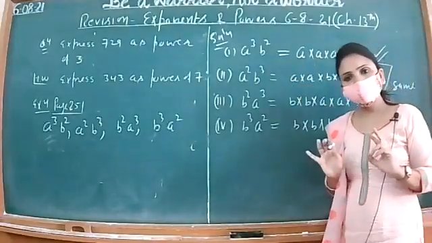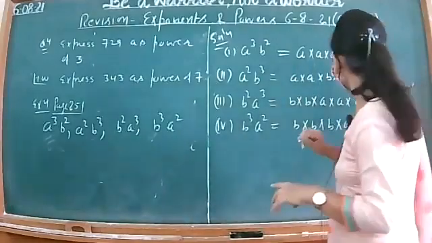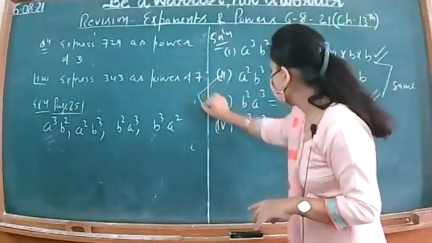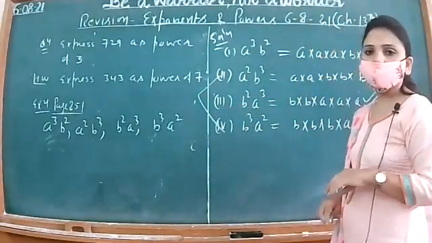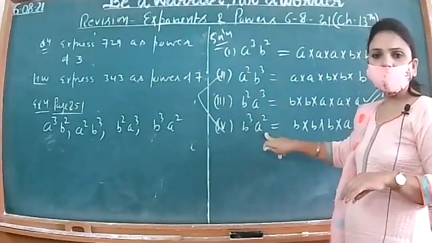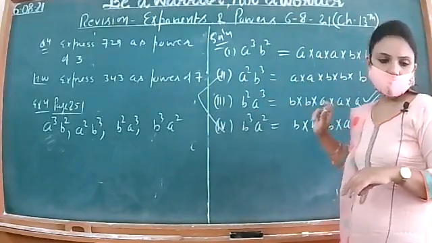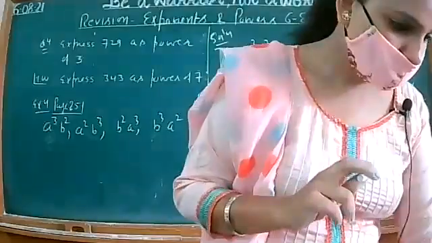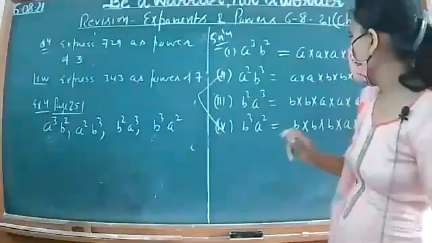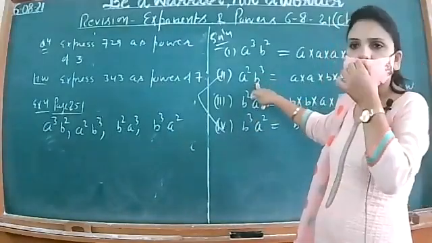Is it okay? Clear? Those who are sitting over here. And what can you say about these two? Power of a is 2. Here power of a is 2. Okay? Power of a is 2. Power of b is 3. Power of b is 3.